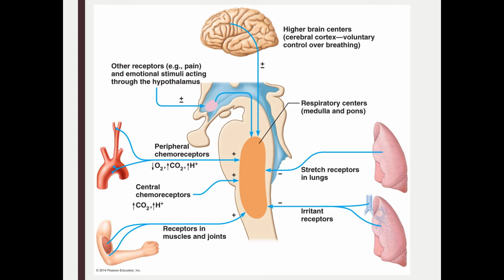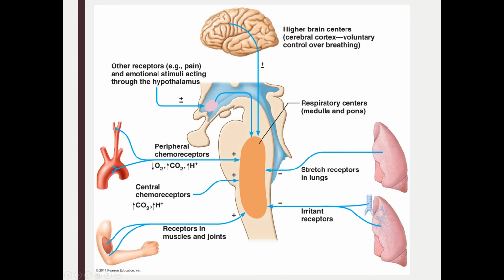Then we have some other things that are going to inhibit respiration, which we'll look at in a minute, but I'll just show you while they're on this picture. We have pulmonary irritant receptors in the bronchi and the trachea. So when we get stuff in there, dust, whatever, things that we don't want, those receptors will then stimulate us to sneeze or cough.